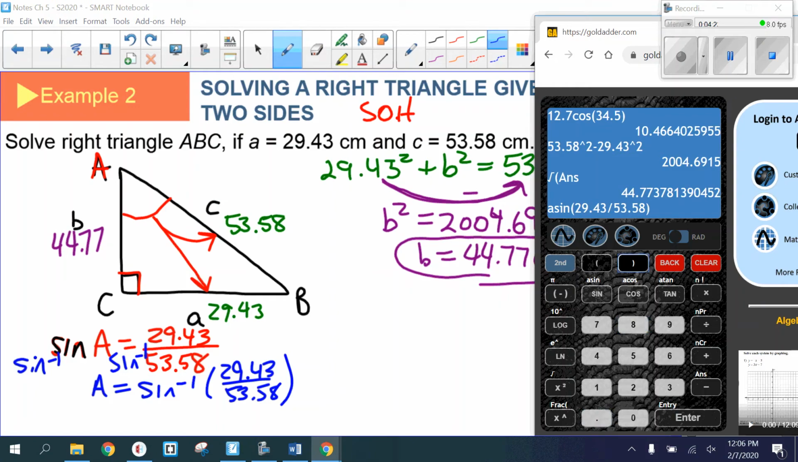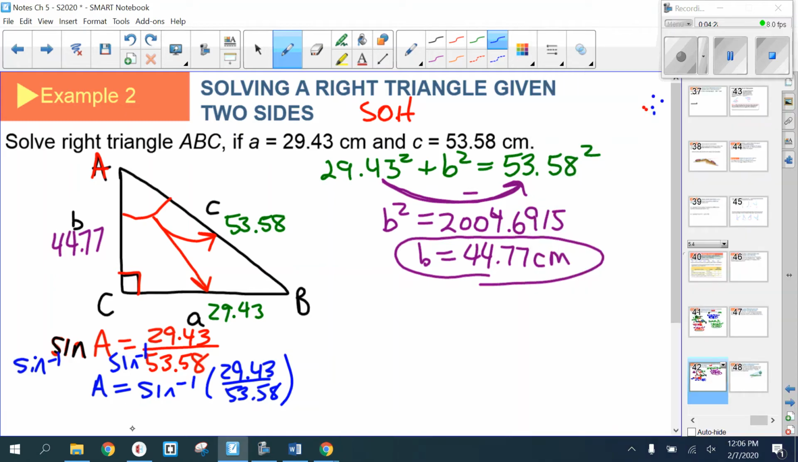Inverse sine of that gives me 33.32. A equals 33.32 degrees. I'm going to go ahead and write that in, 33.32 degrees. Now I've got everything except for that last angle.